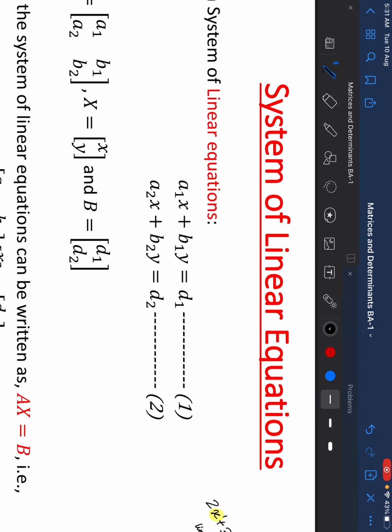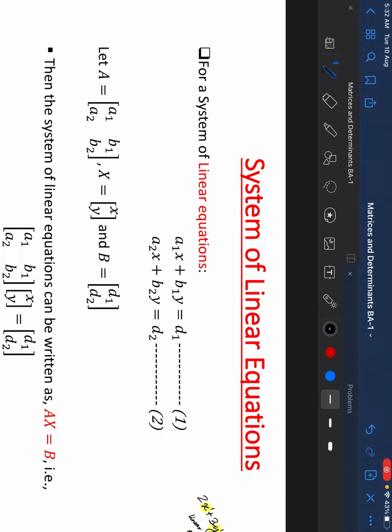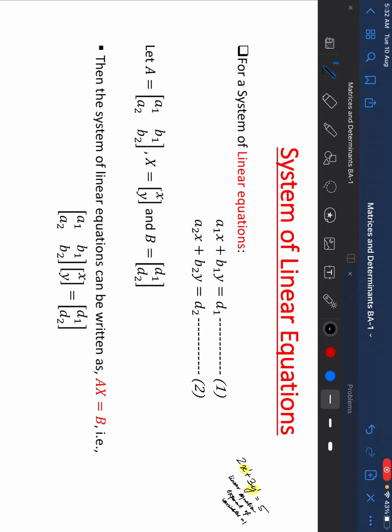Now, suppose we have a system of linear equations. System of linear equations means we have two linear equations in here. One is a1x plus b1y is equal to d1, and the other one is a2x plus b2y is equal to d2. So these are the two linear equations where the variables are x and y, and these a1, b1, a2, b2 are known as the coefficients. So a1 is the coefficient of x, b1 is the coefficient of y, and d1 and d2 are constants. So this is how we have two linear equations, and those two linear equations give us a system of linear equations. Now we'll be learning how to solve these systems of linear equations.